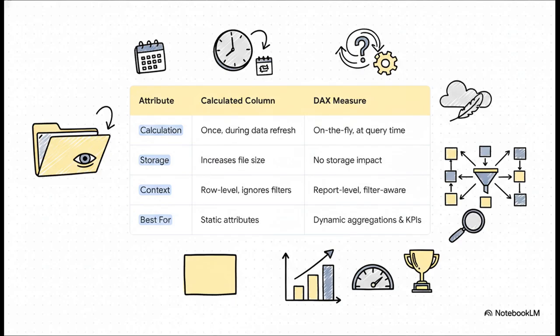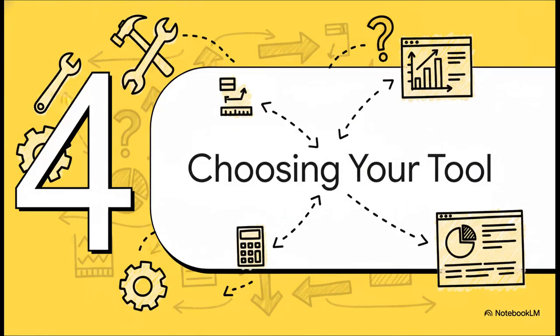And now for the most important one, context. Columns only know about the single row they live in. They're clueless about your filters. But measures, they are aware of everything, all your filters and the entire context of your report. So we've seen all the theory, but let's get practical. How do you actually choose the right tool when you're in the middle of building a report? Well, I'm going to give you a super simple framework that makes this decision a piece of cake.